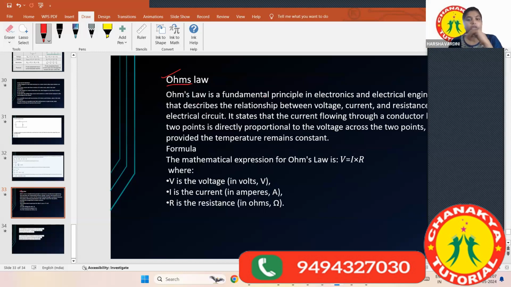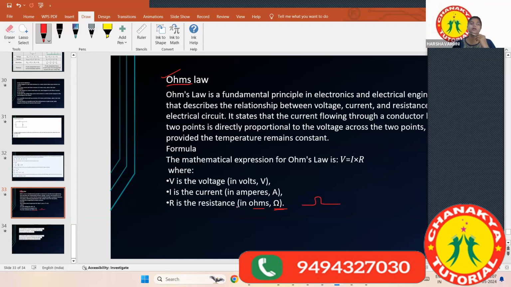You're correct, Sudarshan. Ma'am, why is that in the logo of Omega? That is the symbol of ohm, provided the temperature remains constant. We say it as ohms.